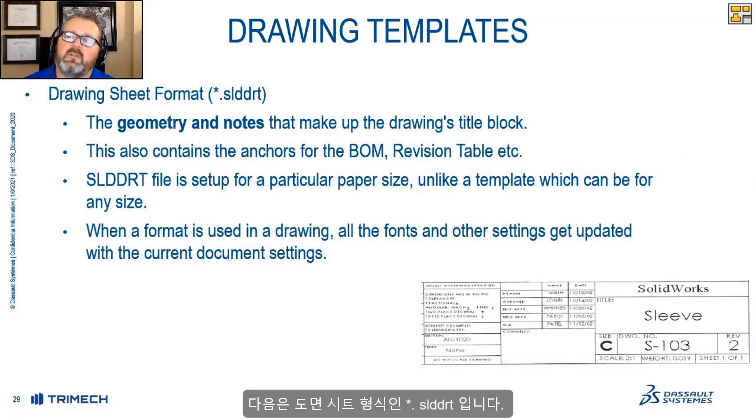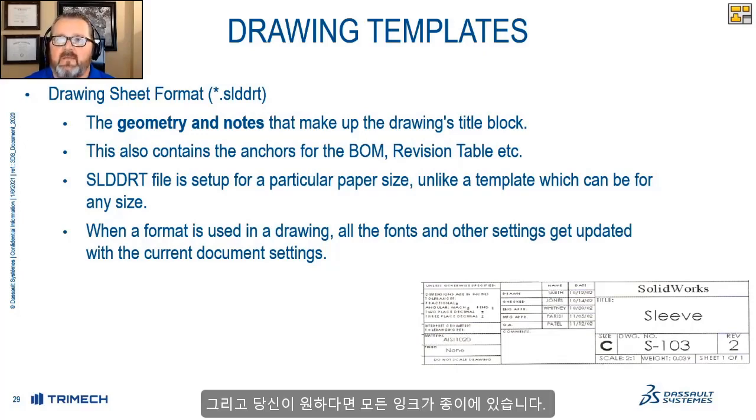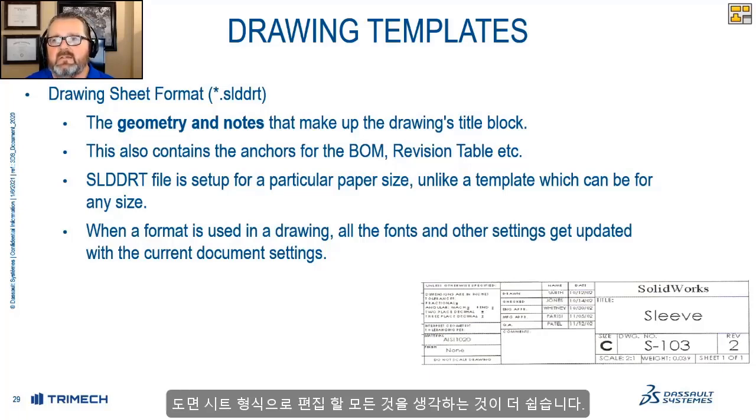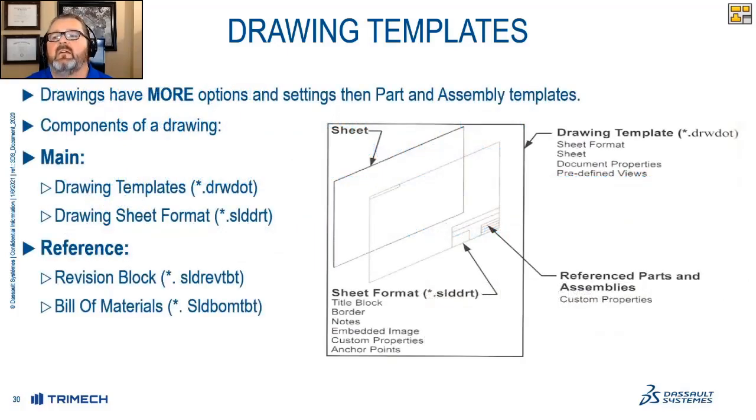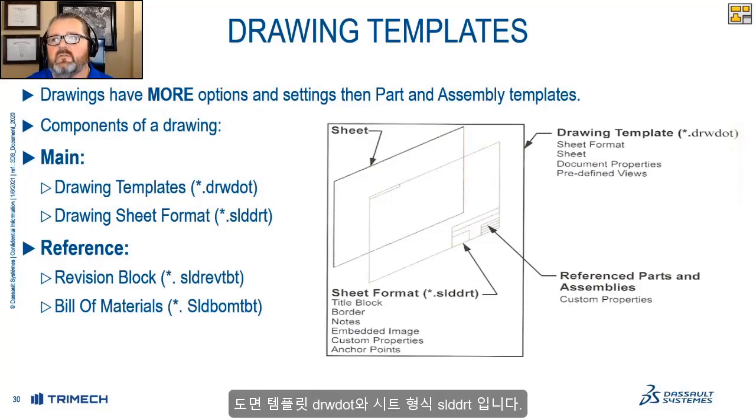Next is the drawing sheet format, which is the SLD.drt. The geometry and notes that make up the drawing title block. These are going to be the critical parts that you'll see when you go into edit and format your drawing title block, and all of the ink, if you would, that's on the paper. That's the easiest way to think of everything that you'll be editing with the drawing sheet format. Once again, back to this slide. Our drawing templates are made of two major components: drawing template, DRW.dot, and a sheet format, SLD.drt.